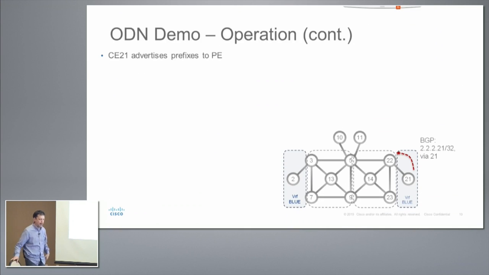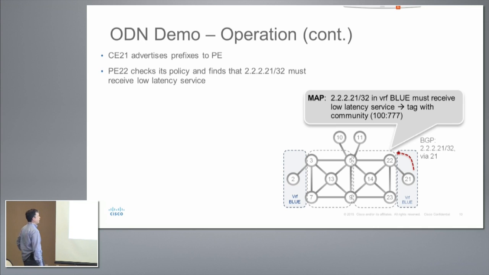All right, promise, this is my last slide before going to the demo. The sequence begins like this. I have a customer CE21 that is advertising a prefix, route 2.2.2.21. This is in the context of VRF Blue. The operator knows that this customer has purchased low latency service on that VPN.